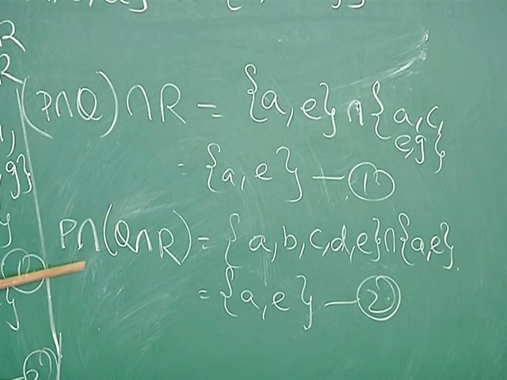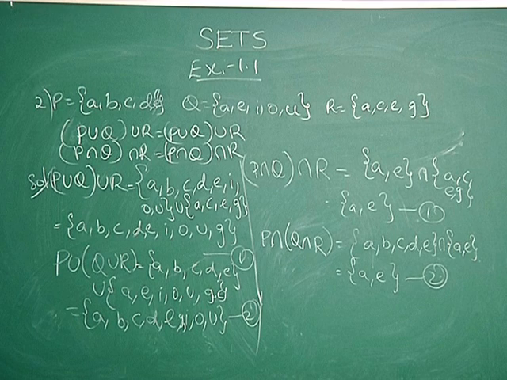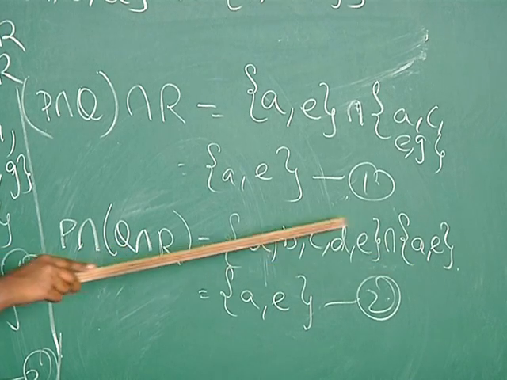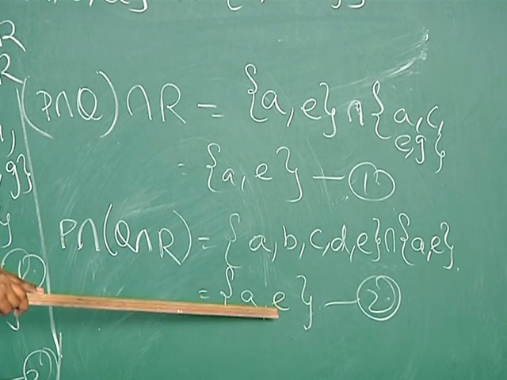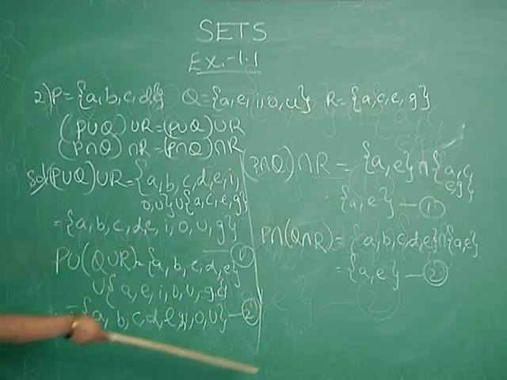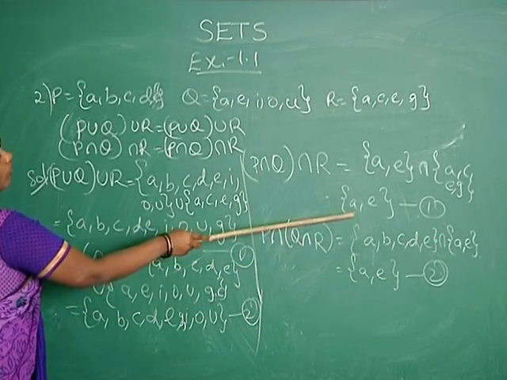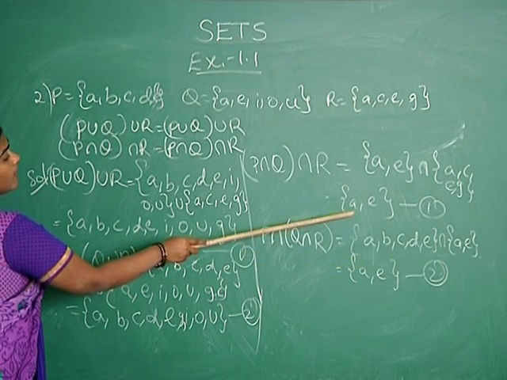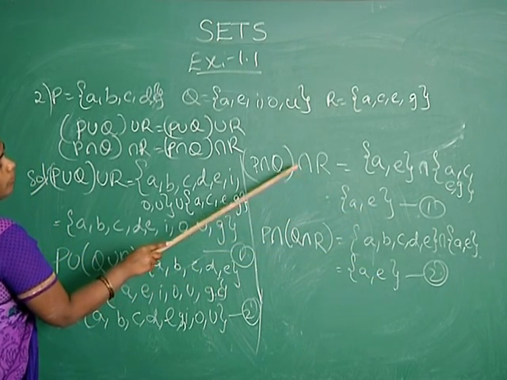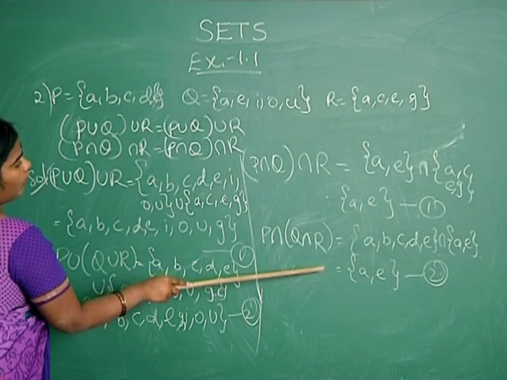In the same way, P intersection Q intersection R. In Q and R also we have A and E as common elements. Again we need to combine this set with the P set. Again we are getting the common elements A comma E, let it be equation 2. When we compare equation 1 and 2, we got the common elements in both the sets as A comma E and A comma E. So the associative property of intersection is also verified.